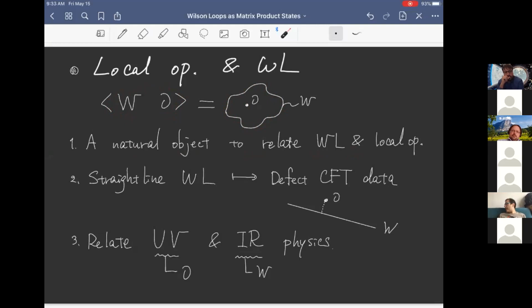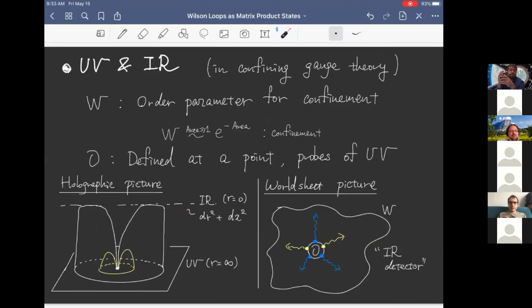The second comment is that if the Wilson loop is a straight line, then because N=4 super Yang-Mills has a conformal symmetry, it's related to some defect CFT data. So it's basically a bulk-defect two-point function where the defect operator is the identity operator. And the third comment is that this is a nice object which relates UV and IR physics. So let me expand a little bit on this comment.